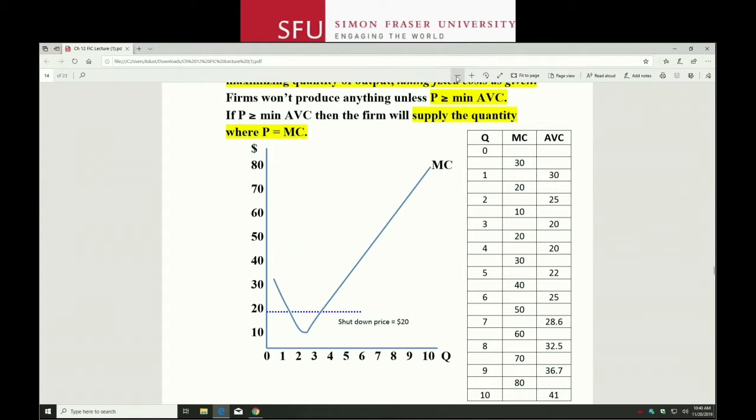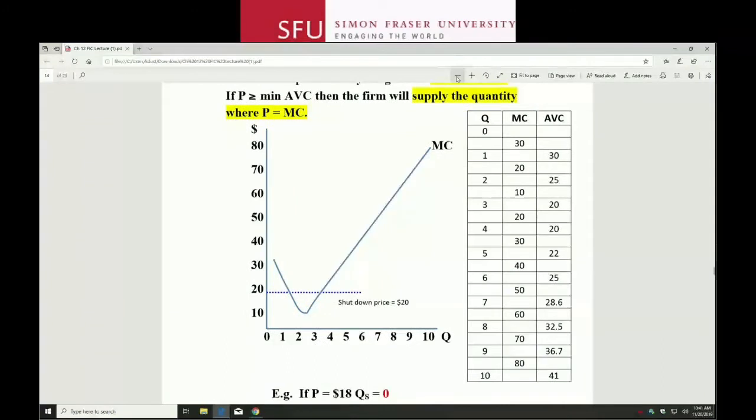So the first example is $18. How much will they produce if the price is $18? Trick question. It's below the shutdown price, right? So they will produce 0. They will not produce anything. So first, $18: they produce nothing because it's below the shutdown price.